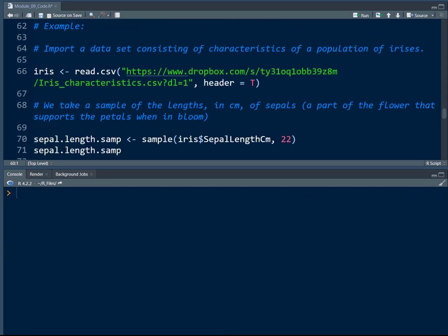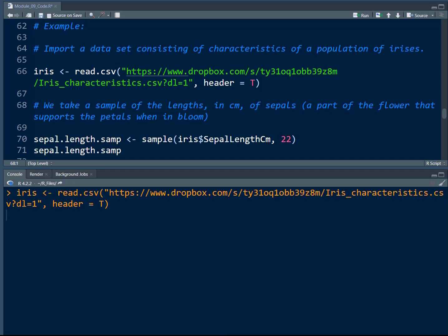Okay, let's jump into another example. Here we're going to import a dataset consisting of characteristics of a population of irises. Now what we'll do in this example is take a sample of two different variables and make a determination about the assumption of normality for each. Then we'll take a look at the actual population, just to see how we did.